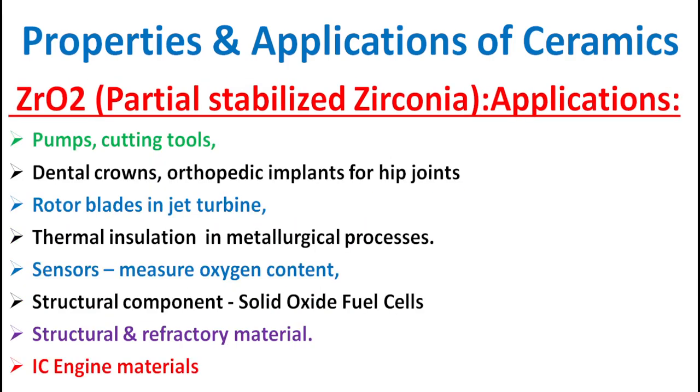Applications of zirconium oxide: mainly used for pumps and cutting tool manufacturing; medical applications such as dental crowns; orthopedic implants for hip joints; rotor blades in jet turbines; thermal insulation in metallurgical processes; sensors for measuring oxygen content; structural components in solid oxide fuel cells; structural and refractory materials; and IC engine materials. Nowadays, partially stabilized zirconia is used for some IC engine parts. These are the applications of zirconium oxide.